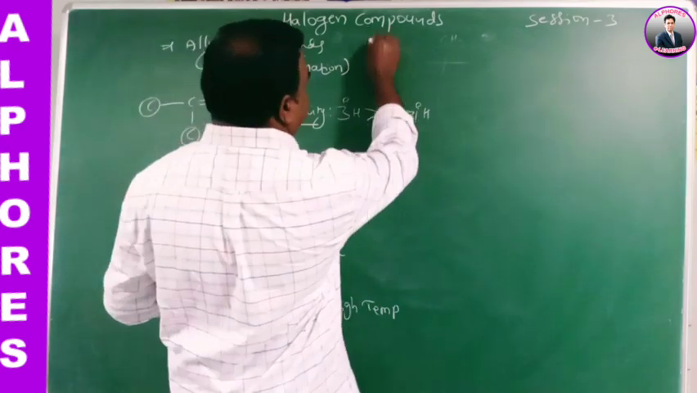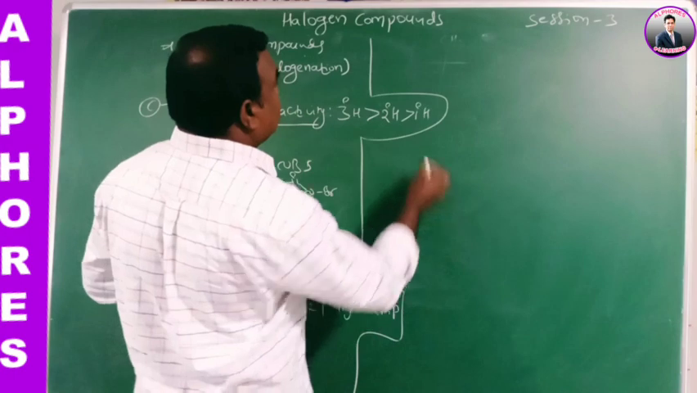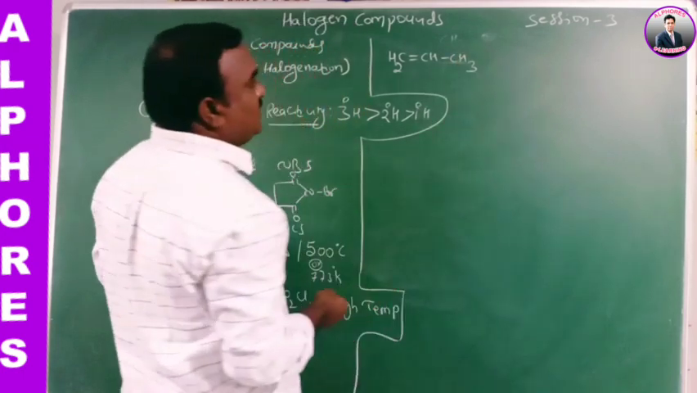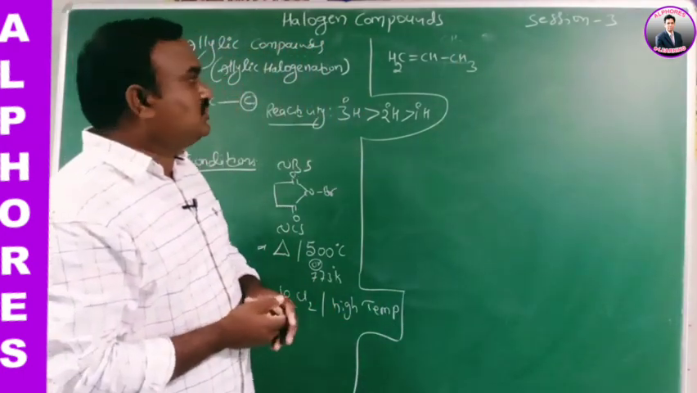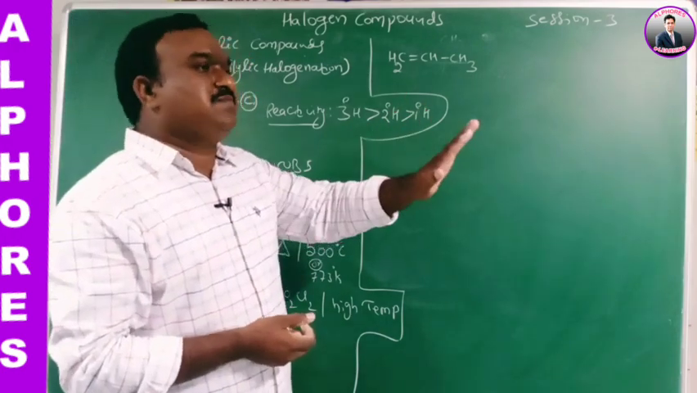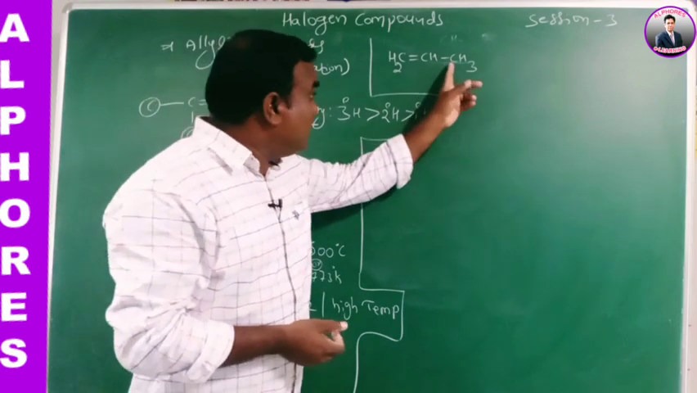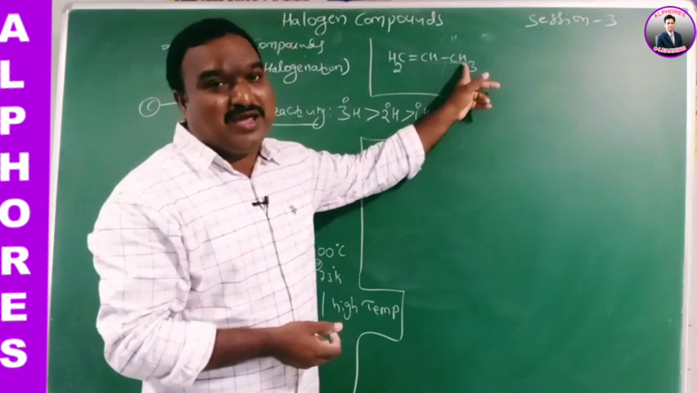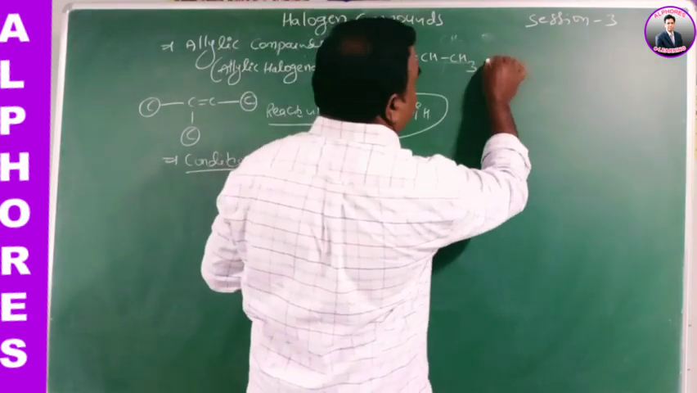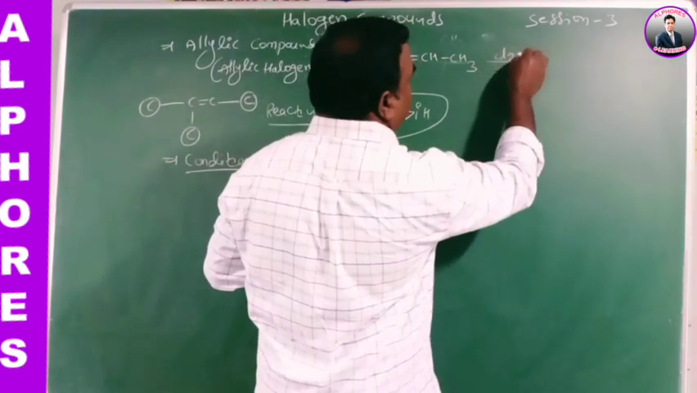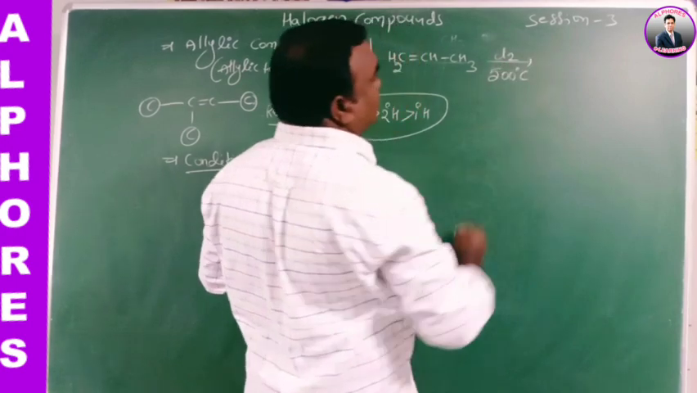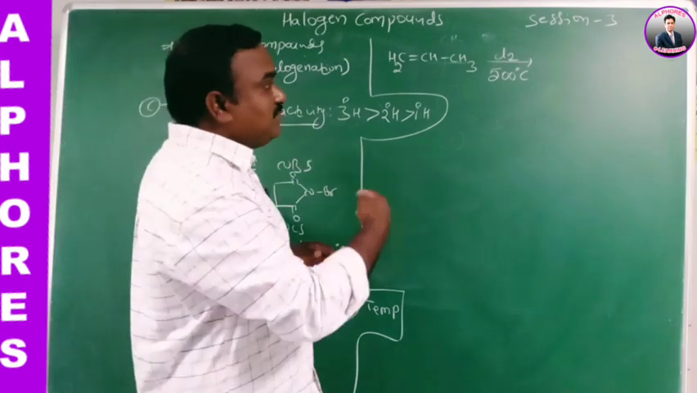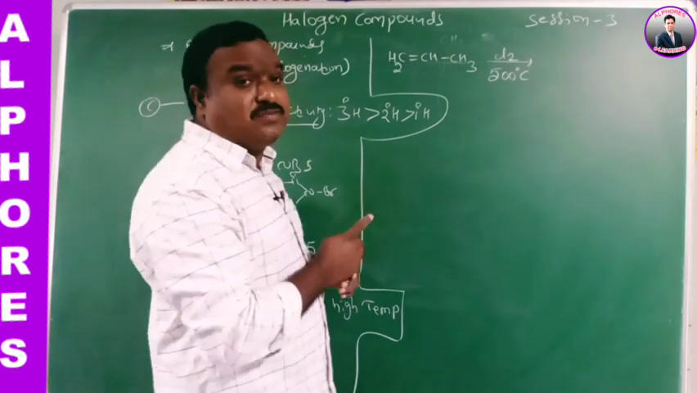For example here, a propene molecule is given. How many allylic hydrogens does propene carry? To identify that, the carbon must be connected with a double bonded carbon. This one is the allylic carbon, and it has 3 hydrogens. The compound reacts with Cl2 in the presence of 500 degrees centigrade temperature. Allylic halogenation is possible: H is replaced by Cl. The allylic hydrogen is replaced by chlorine.